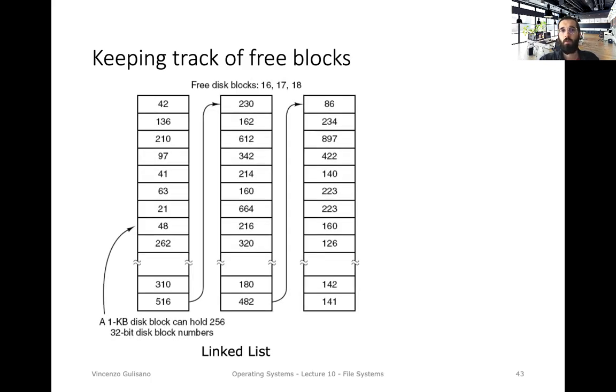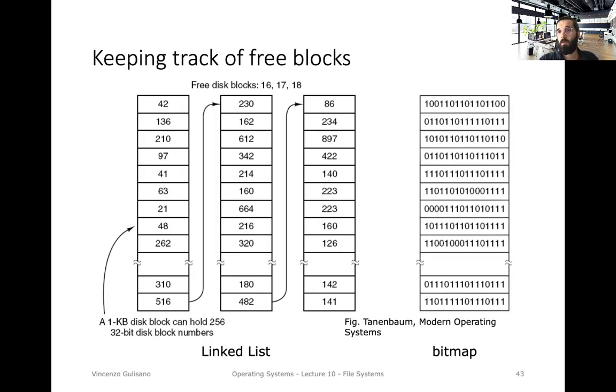The first one is to use again a linked list in which you store basically the addresses of the blocks that are free, and you use one last address to point to the following block that contains the lists of blocks that are free, and so on and so forth. Okay, and this can be maintained on disk. It's similar to how you allocate files. The only difference is that now you are filling it with addresses that are referring to blocks that are free rather than already used by some file.